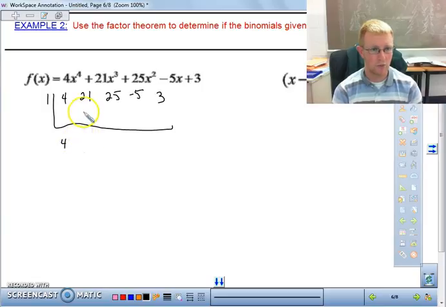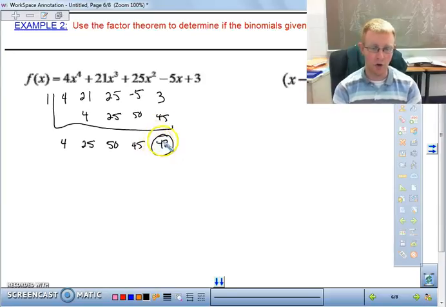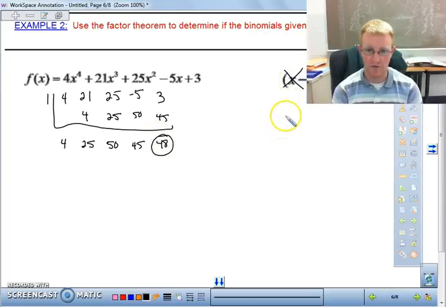And then 1 times 4 is 4. So that's 25. That's 25. 25 and 25 is 50. That's 50. That gives us 45. 1 times 45 is 45. 45 plus 3 is 48. And as you can see, that's not a remainder of 0. So because it's not a remainder of 0, it will not be one of our factors.